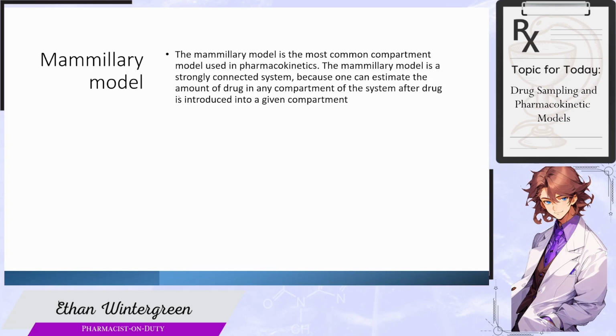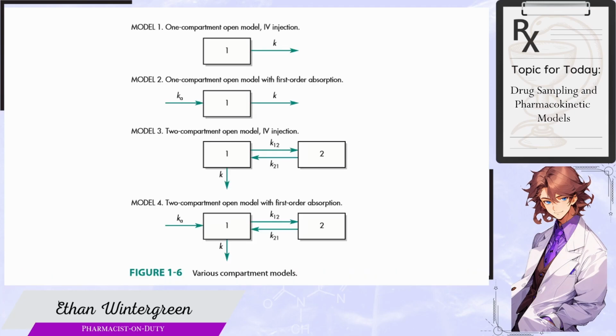A mammillary model is the most common compartment model used in pharmacokinetics. The mammillary model is a strongly connected system because one can estimate the amount of drug in any compartment of the system after the drug is introduced to a given compartment. So what I drew earlier is an example of a mammillary model. There is a central compartment, which is your blood. Drug enters the blood, blood goes everywhere, and it explains how the drug flows from one compartment to another. So here are various compartment models.